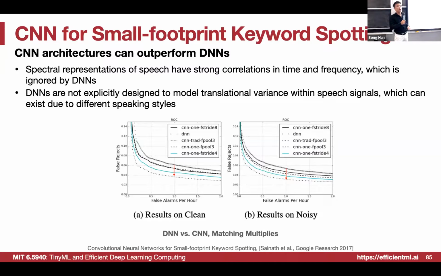People find that the CNN architecture using convolution can outperform just using FC layers. The spectral representation of speech has strong correlations in time and frequency, right? That's ignored by DNNs, but CNNs can capture that locality. Similar time, similar frequency, the signal has locality, just like an image. This shows that DNN methods versus CNN-based methods can perform quite well on these speech tasks.